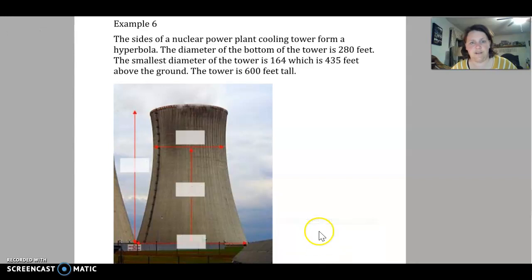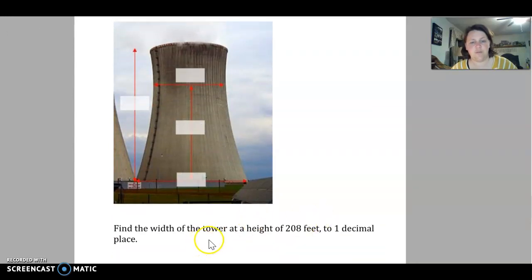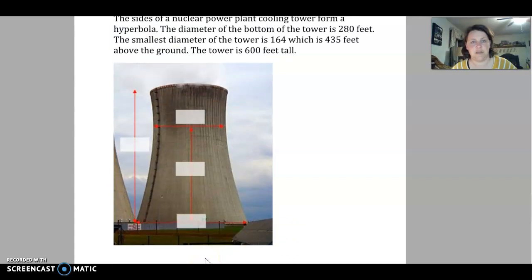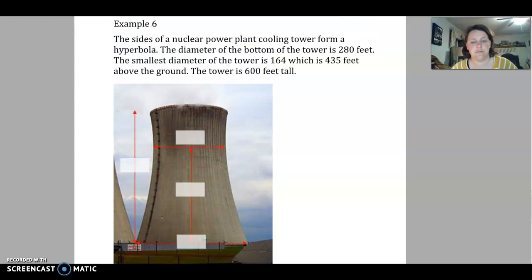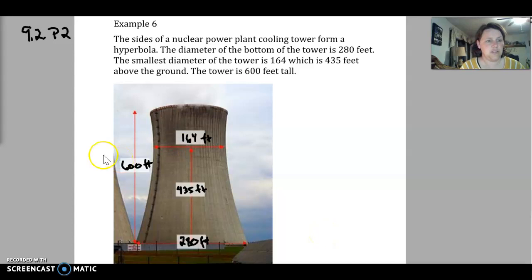So the question, I can't fit all of it on here very good, so I have to go down here. Find the width of the tower at the height of 208 feet to 1 decimal place. So we want to know what the width at a height of 208 feet is. So let's change colors here. I'll put this in a blue. So what we want to know is at 208 feet, so let's say that's going to be our blue line. So this is going to be a height of 208 feet. We want to know what the total width is.